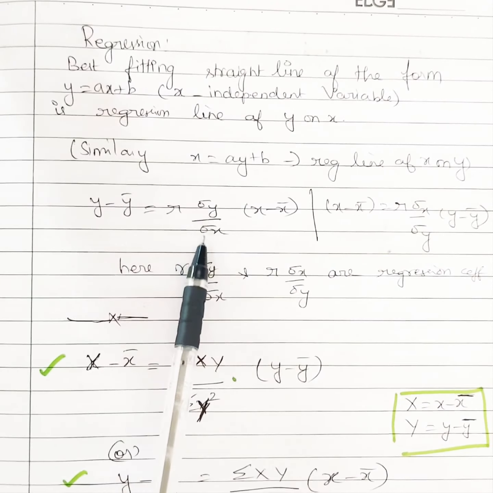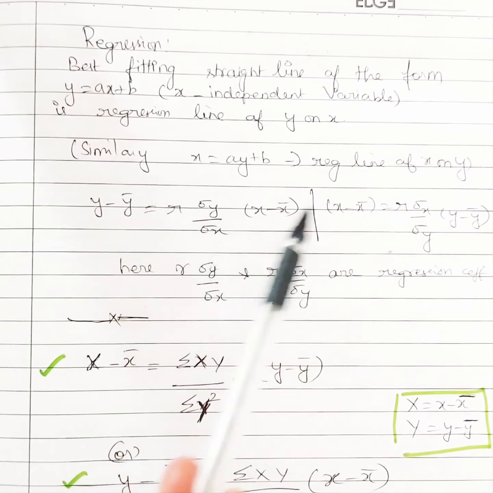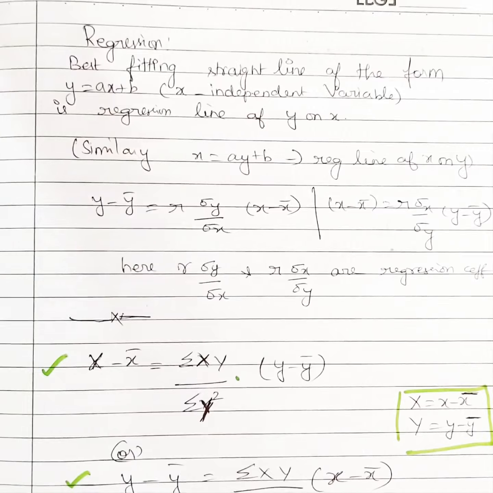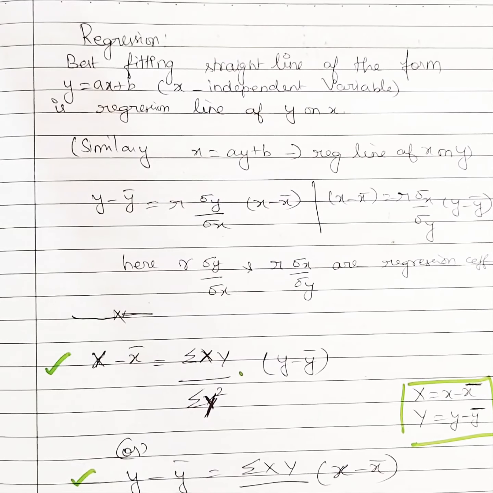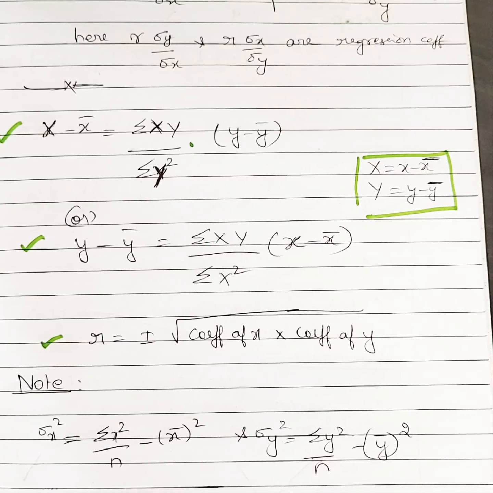So, r into sigma y by sigma x, this is nothing but the regression coefficient. In the same way, r into sigma x by sigma y is the corresponding coefficient. And we are going to use this formula. As I told you, there are two formulas, one using the standard deviation, the other one is this. Please note down, we are going to use this formula.